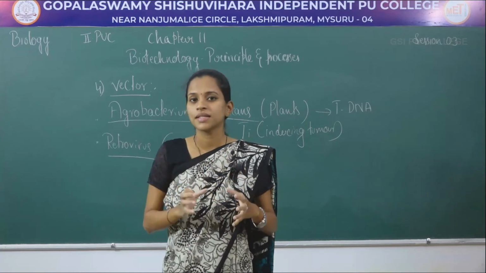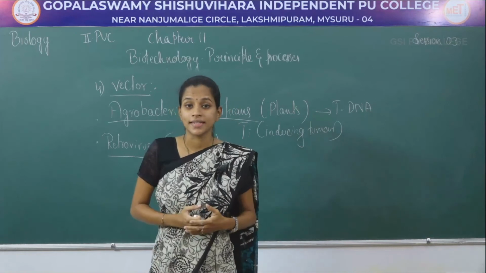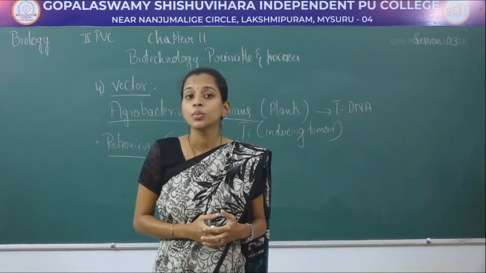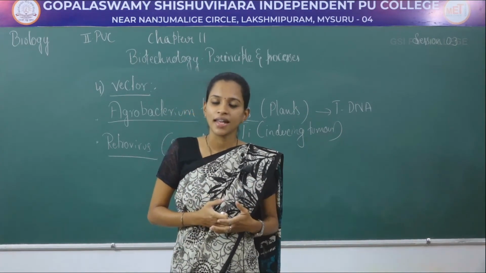So, transformant can be separated from the non-transformant regions. Next one is vectors, and the vectors used for this will normally be Agrobacterium tumefaciens in the case of plants and retrovirus in the case of animals.